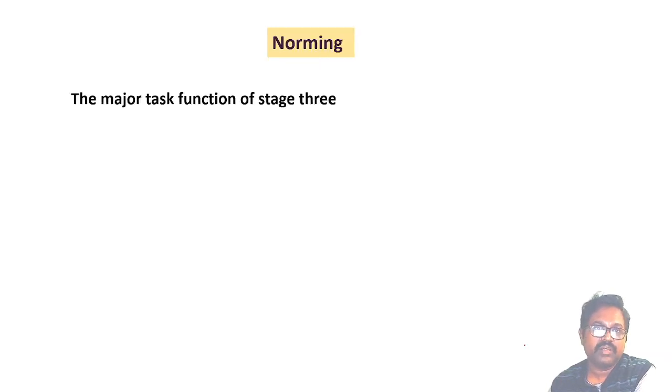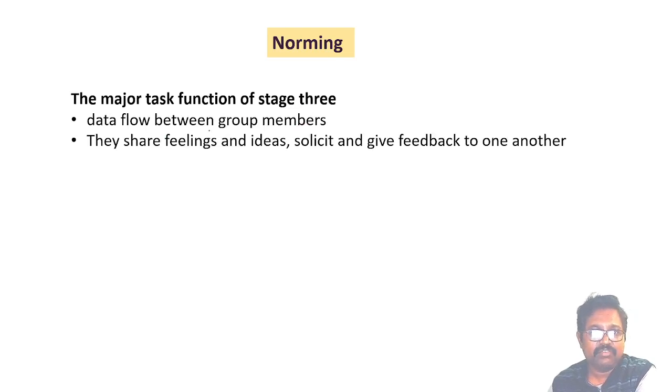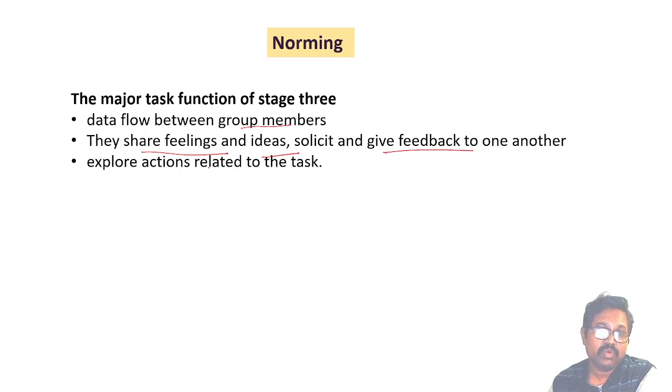So once the norming is over, before going to the performing, the major task function of this stage 3 is that data flow begins between the group members. They try to interact with the members more effectively, and they share their feelings, ideas, and give feedback to one another, and also they explore the actions which are related to the task. They try to contribute their experiences, which helps in achieving their goals. And it is a stage where there will be high creativity.